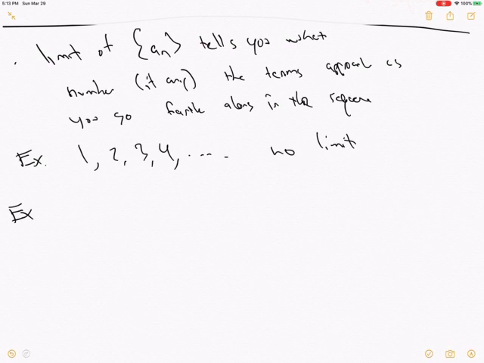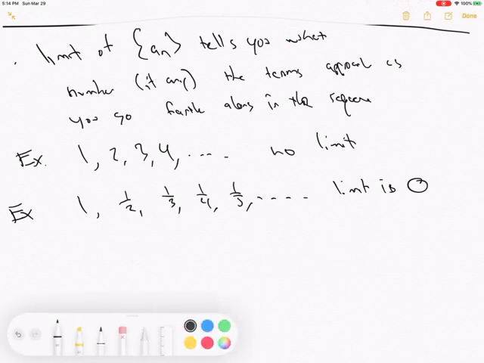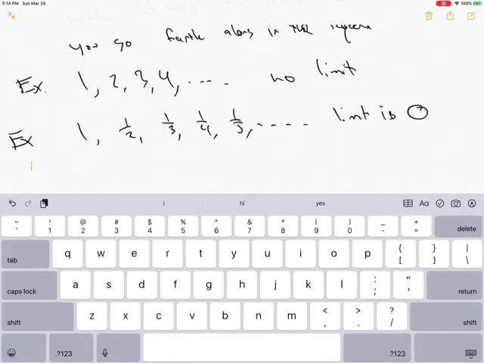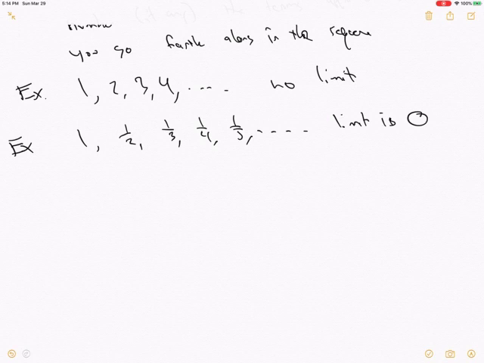On the other hand, if you consider the sequence 1, 1/2, 1/3, 1/4, 1/5, etc., on forever, then the limit is actually 0. Remember, there's a distinction. The sequence is getting closer and closer to 0, and so we say the limit is 0. But note that 0 is not actually in the sequence. This is important. That's the whole point of limits.